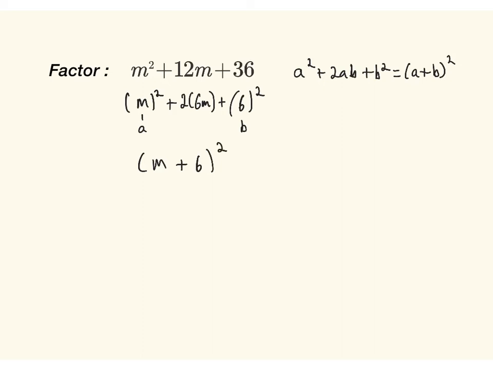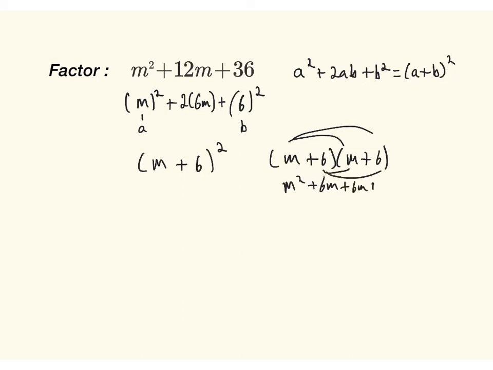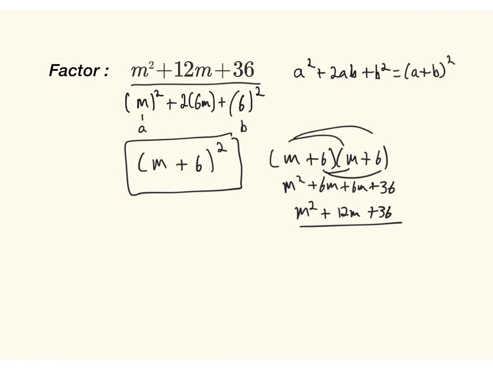If we want to check this, we could multiply m plus 6 times m plus 6, and we get m squared plus 6m plus 6m plus 36. And so we get m squared plus 12m plus 36, which is what we had in the original problem. So this is the result.